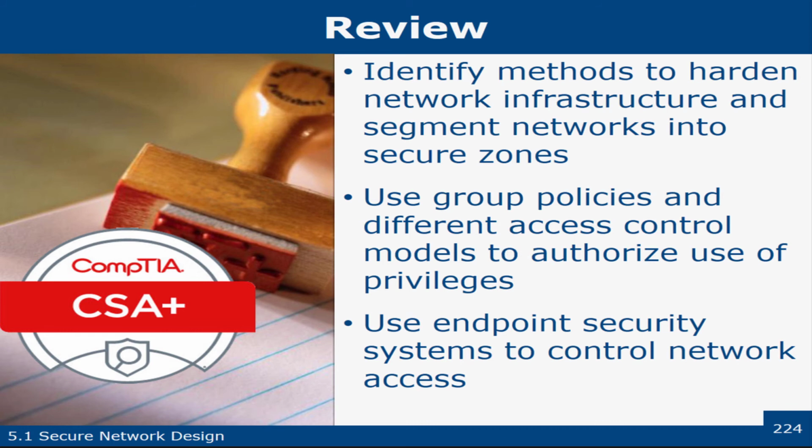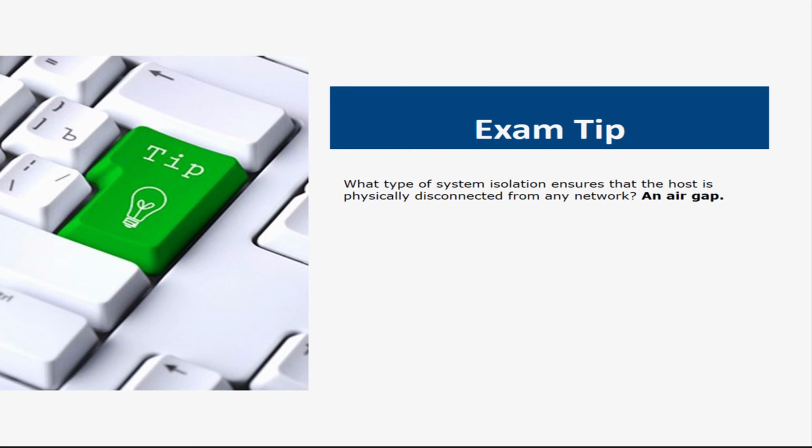So here's an exam tip. What type of isolation ensures that the host is physically disconnected from any network? That's called an air gap. And what type of attack does MAC limiting mitigate? ARP spoofing and flooding attacks. Just be aware of that.